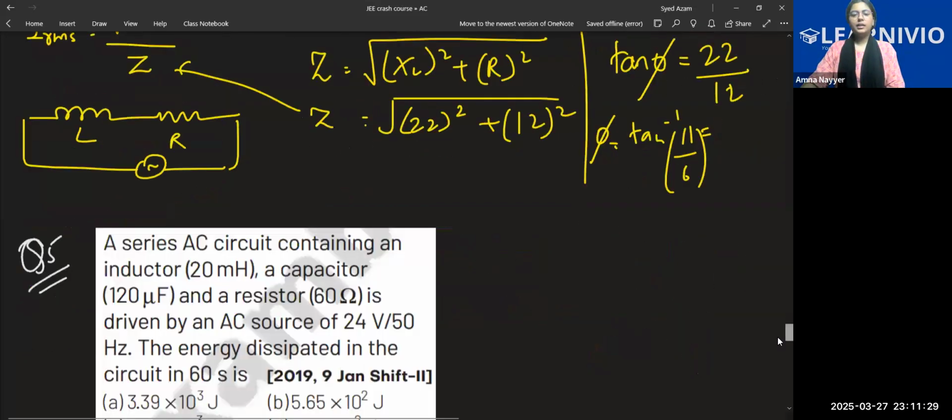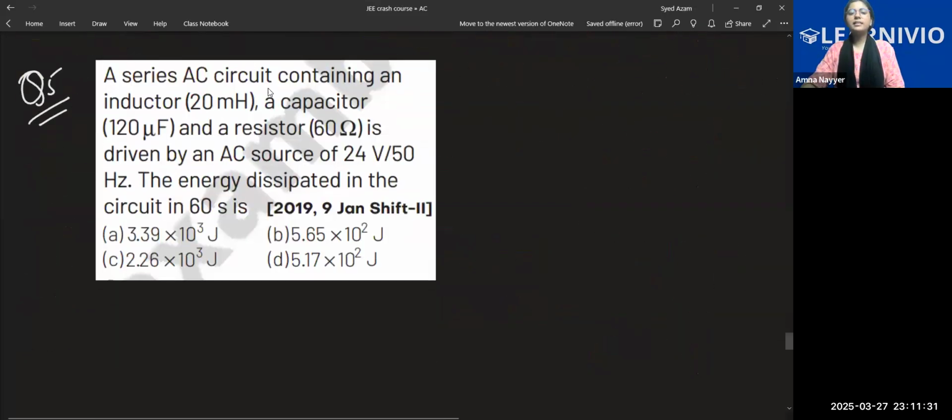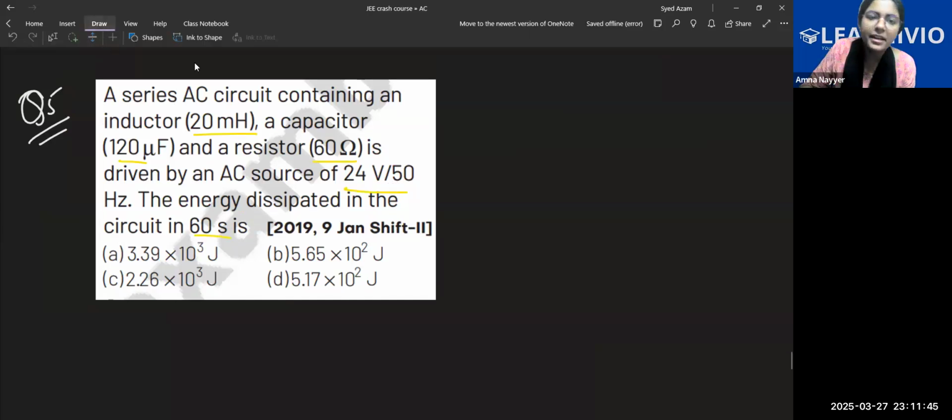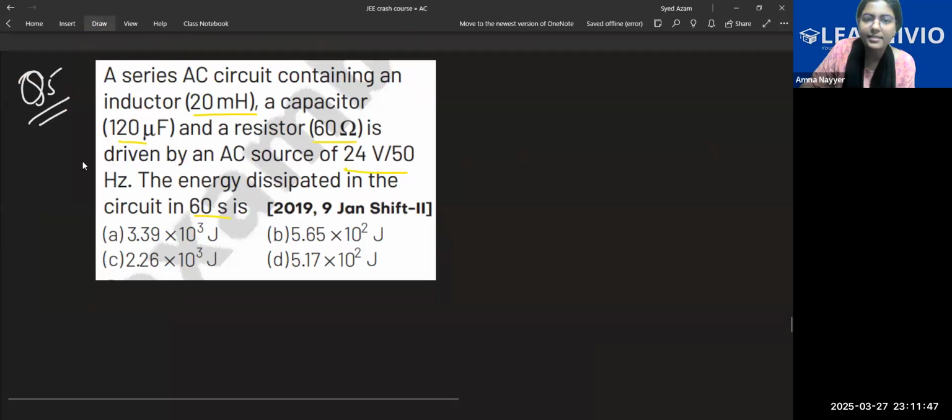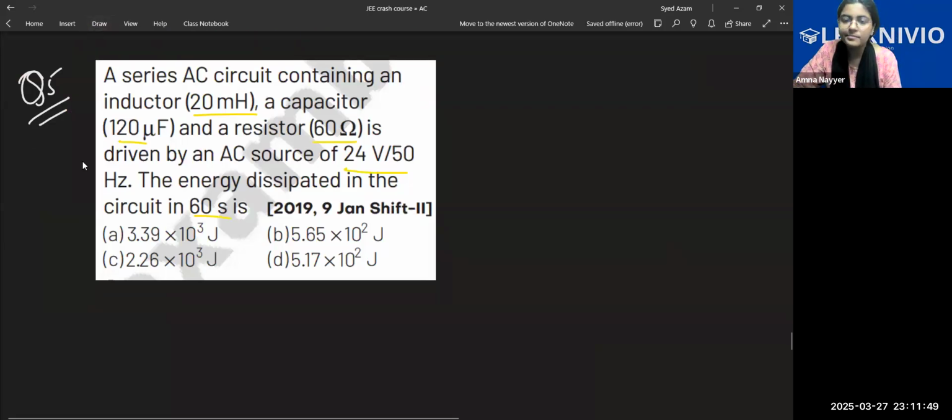Okay, let's look at this question. A series AC circuit containing an inductor L, a capacitor, and a resistance is driven by an AC source of this much voltage and this much frequency. We need to calculate the energy dissipated in 60 seconds.